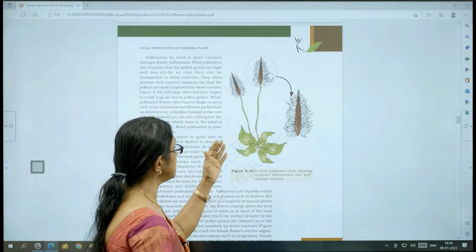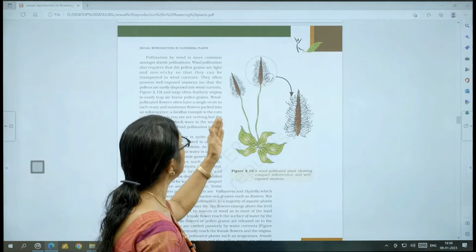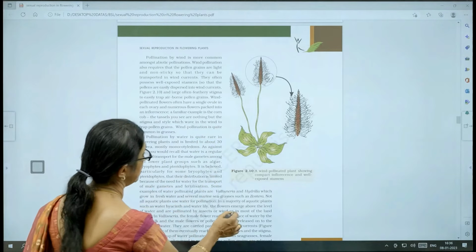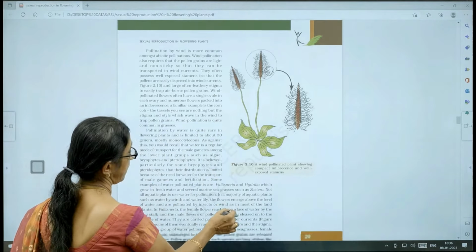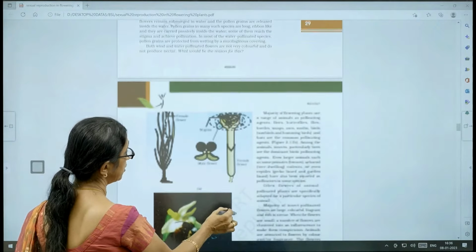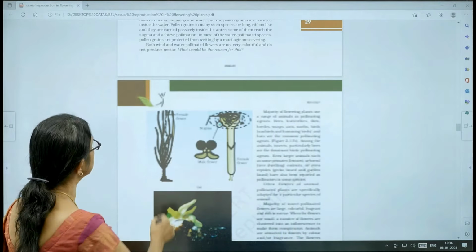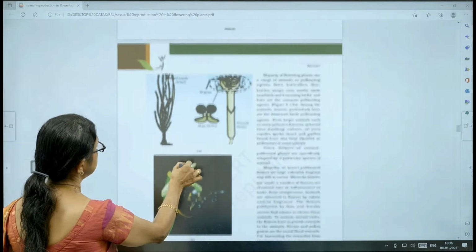And here it is wind pollination. Okay. And this is cone inflorescence. Then Zostera, examples for water pollination. And this is Vallisneria, the male flowers, and then the female flower.